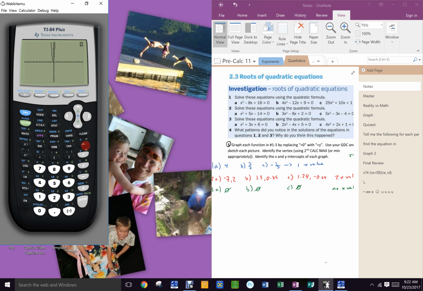Start with 2a. So let's punch it in. X squared plus 5x minus 14. Graph. Now, what's weird?